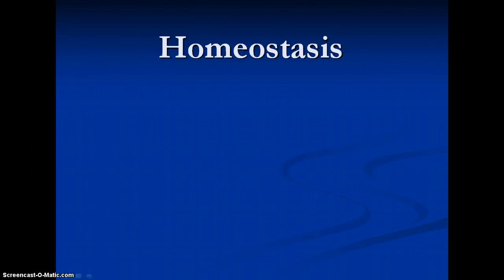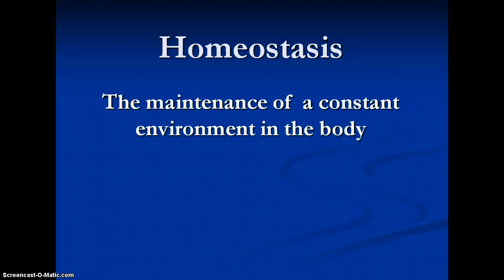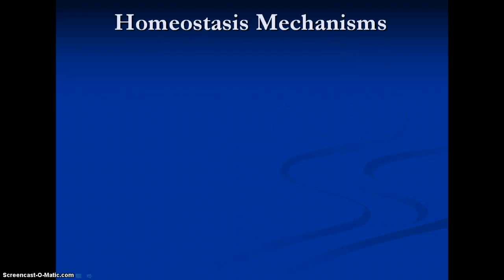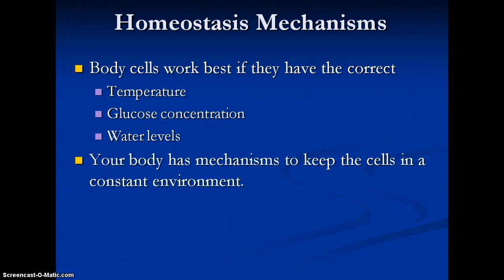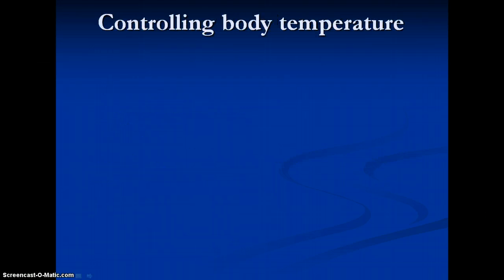Excellent. Here we are talking about homeostasis, which is the maintenance of a constant environment in the body. Homeostasis has different mechanisms. We need these mechanisms because cells work best if they have the correct temperature, glucose concentration, and water levels. So what we want to do today is talk about these different mechanisms that keep our cells in a constant environment.